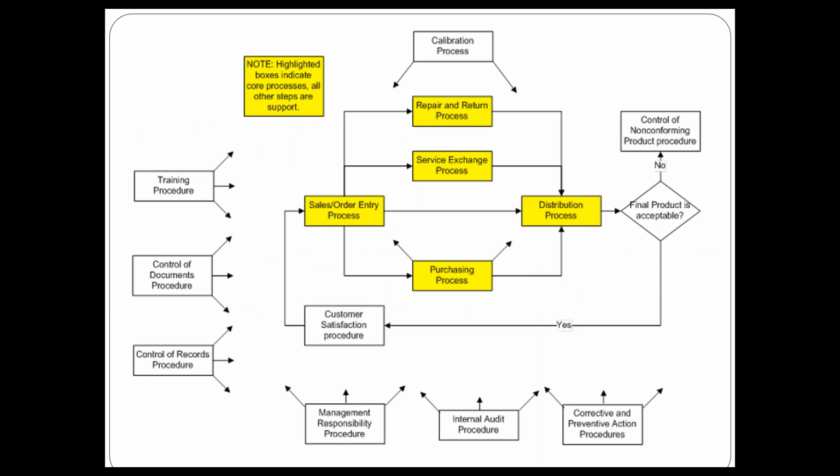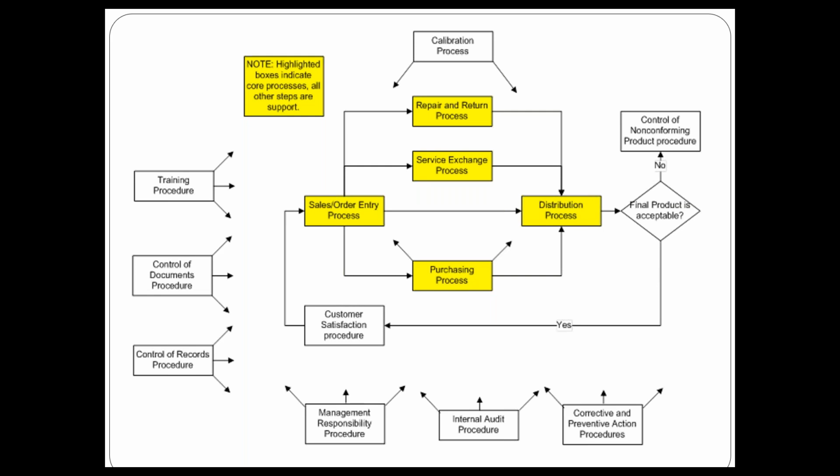Here's another idea on how this can be done. This particular organization has chosen to use yellow highlighting to indicate what the core processes are. And of course, we would see that they have 5 of them here. Again, I'd like to point out the unique nature of these process names. Again, a lot of thought went into this. They have service exchange, distribution. Now, these are unique processes.